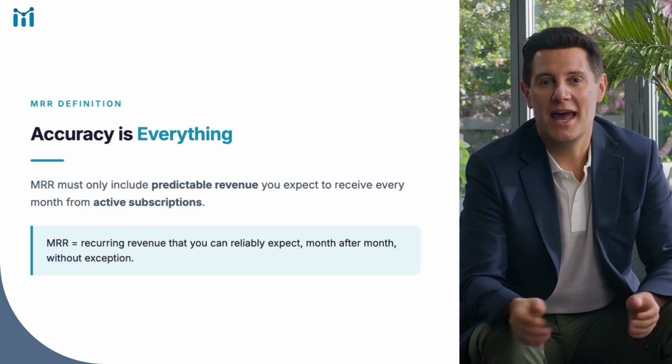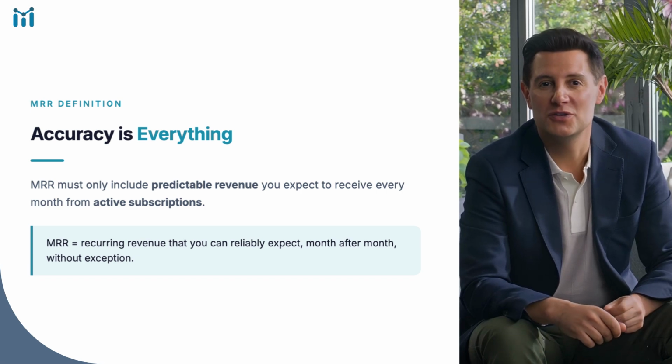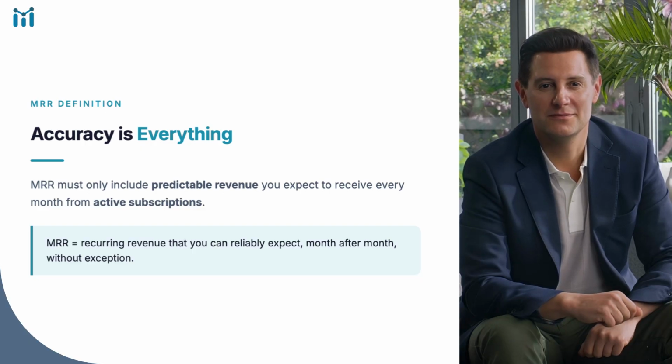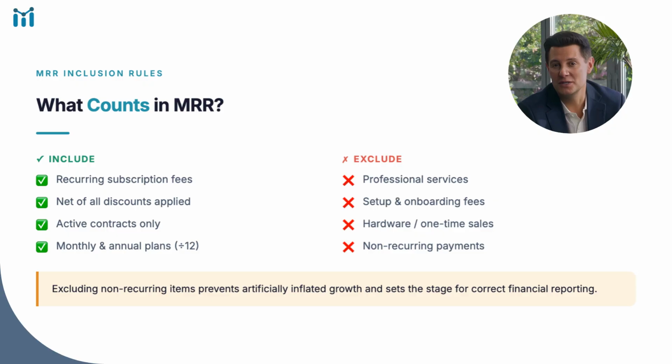Accuracy is everything. MRR must only include the predictable revenue you expect to receive every month from active subscriptions. This means you must be disciplined. You should include recurring business and subtract any discounts so your MRR reflects the actual amount billed. However, you must exclude one-time fees, such as professional services, setup fees, or hardware sales. These are one-offs that artificially inflate your growth and provide a false sense of scale. By separating these non-recurring items now, we set the stage for correct revenue recognition and financial reporting.